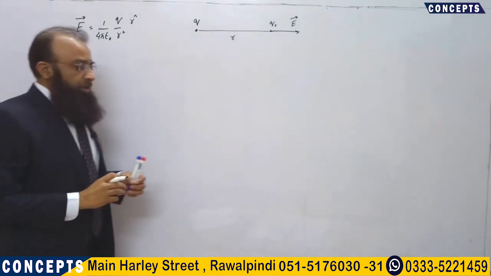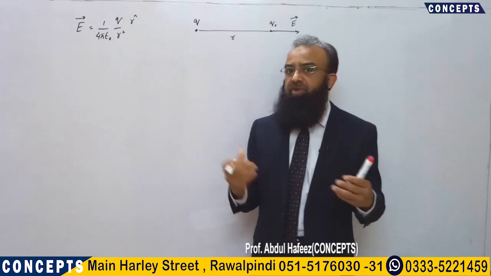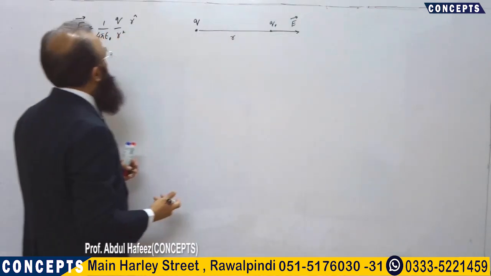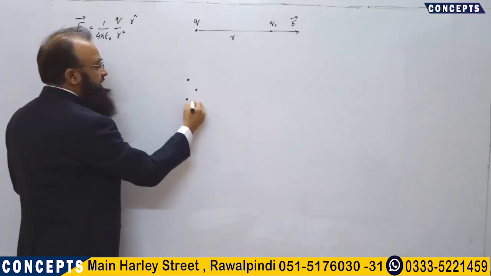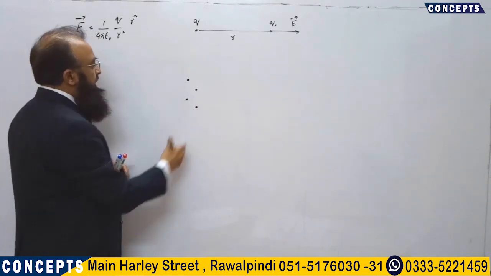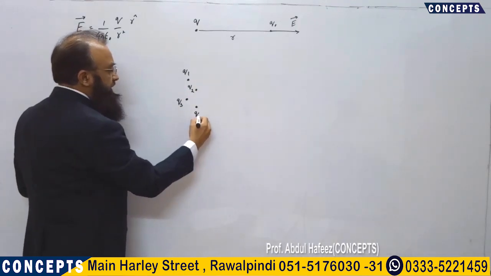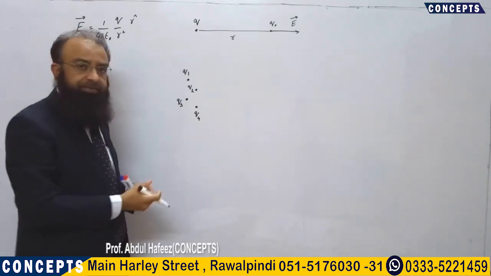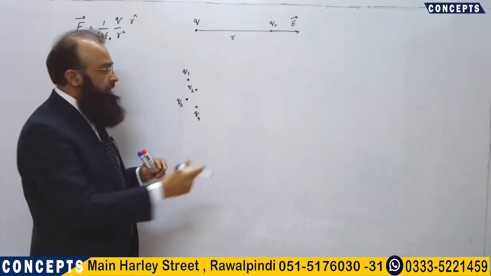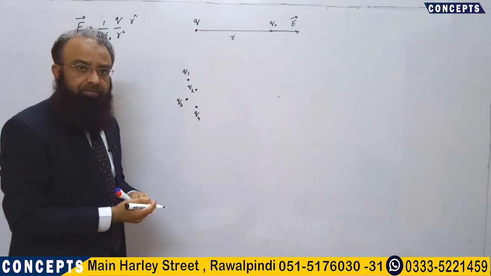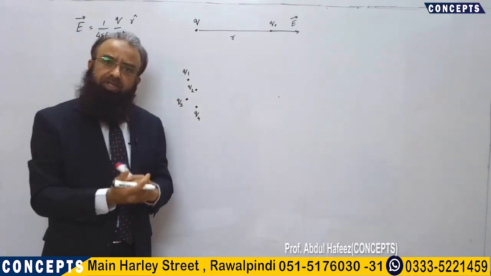Now, suppose we have a distribution of charge in some region of space. For example, suppose there are certain charges in this region. Let me call this charge Q1 and this charge Q2 and this charge Q3 and this charge Q4. Suppose we have 4 point charges in this region. So can we find the electric field intensity due to all these charges, suppose at this point? Yes, we can. But how? How can we find this electric field intensity? Again, by using Coulomb's law.